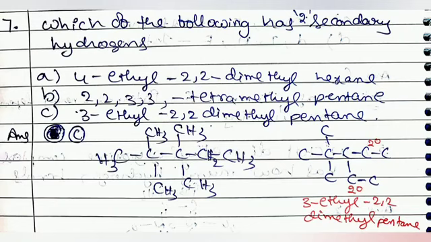Next one, basic question. They are asking for secondary hydrogens. The hydrogens that are attached to secondary carbon are nothing but secondary hydrogens. So for the options we need to write the structures. If we look at the 3-ethyl 2,2-dimethyl pentane, it has 2 secondary hydrogens. So the option is C.